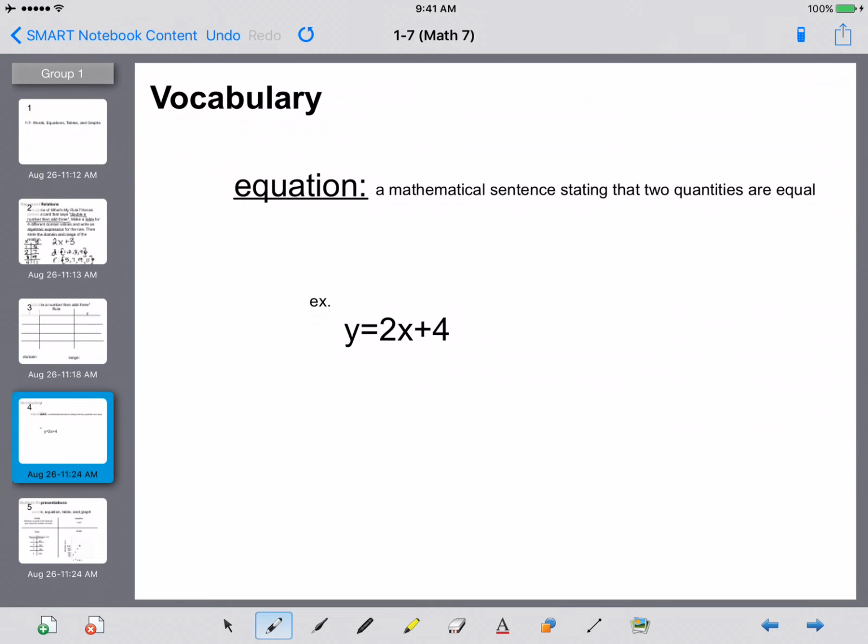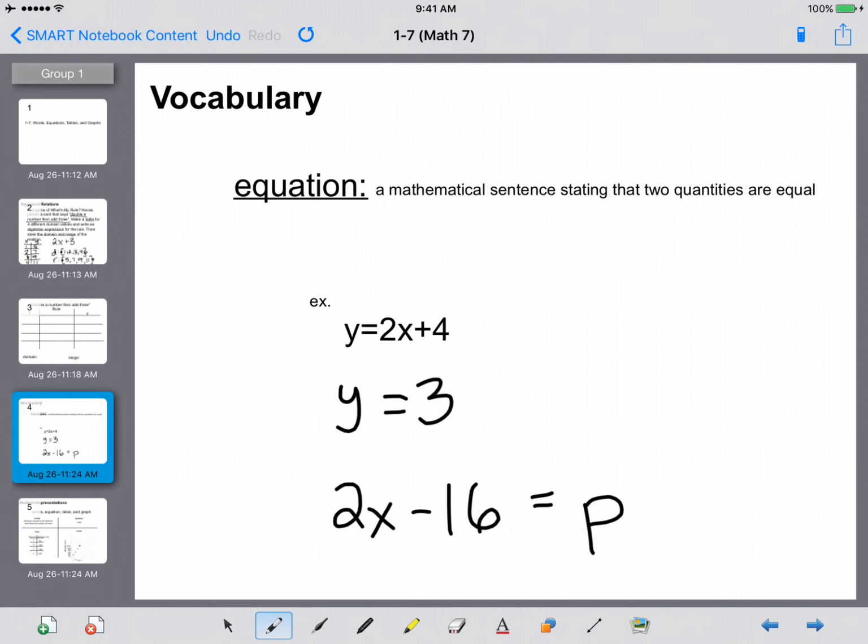Same thing if we just had y equals 3. y and 3 are the same thing. 2x minus 16 equals p. Same deal. Your equation is stating one thing is equal to another.